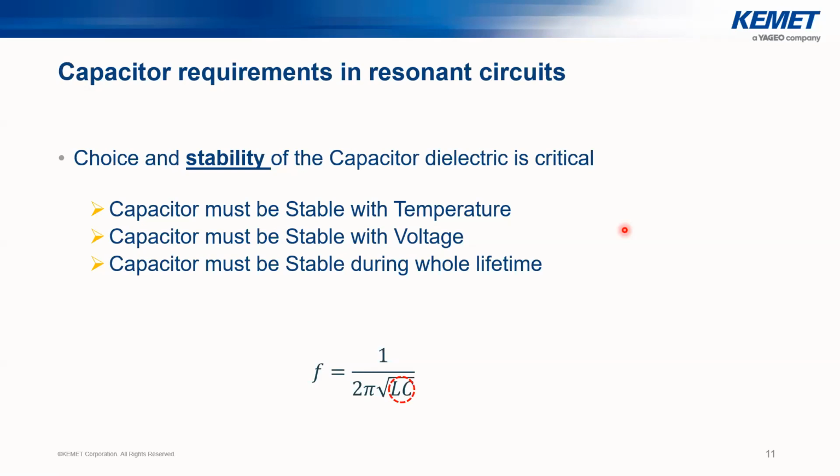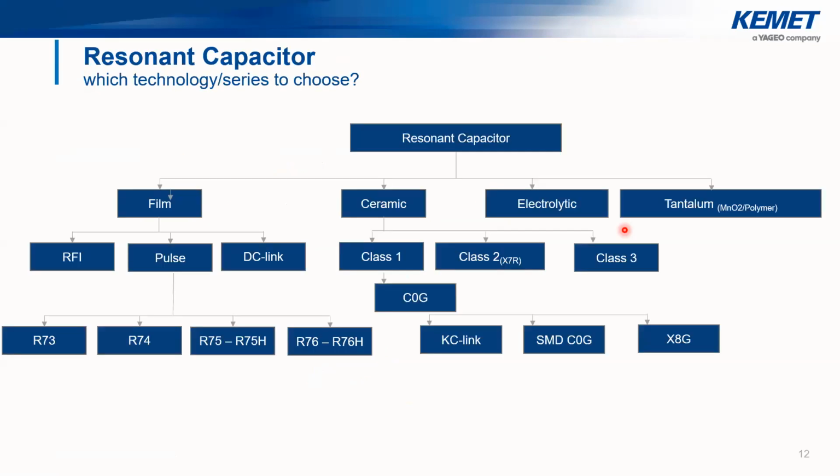But how to select the right capacitor technology and series based on the different factors and requirements that are needed? So here we are showing mostly all the technologies that we have at KEMET. We have film capacitors, ceramics, electrolytic, and tantalum, whether MnO2 or polymer. But what solution to select? In fact, if we ask ourselves the right questions, we can lead to the right series.